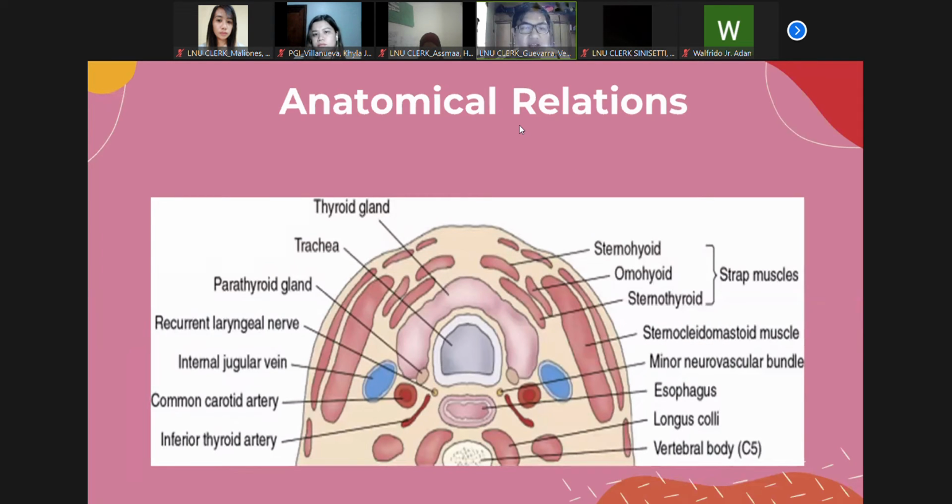For the anatomical relations, in the anterior part of the thyroid gland, you can see the infrahyoid muscles, mainly the sternothyroid, the superior belly of the omohyoid, and the sternohyoid. In the lateral aspect, you can see the carotid sheath containing the common carotid artery, internal jugular vein, and the vagus nerve. In the medial aspect, you can see the organs such as the larynx, pharynx, trachea, and esophagus. Also, some nerves are medially located, which are the external laryngeal and recurrent laryngeal nerves. Next slide.